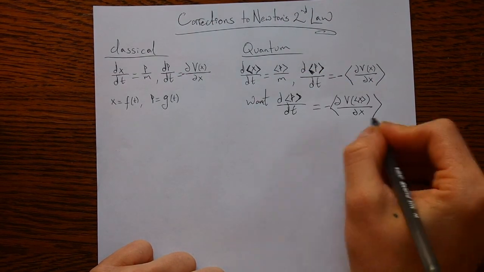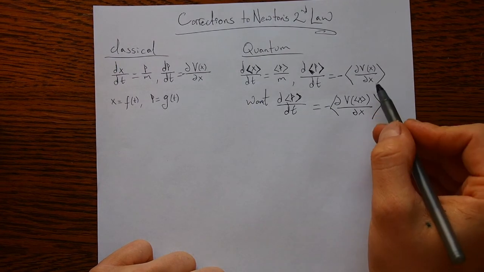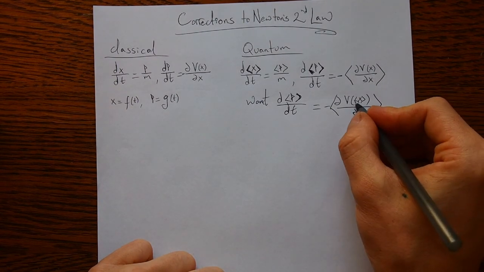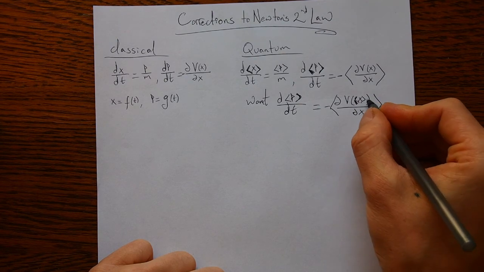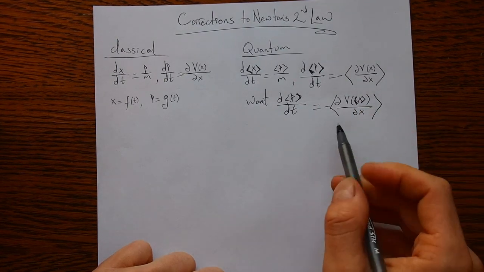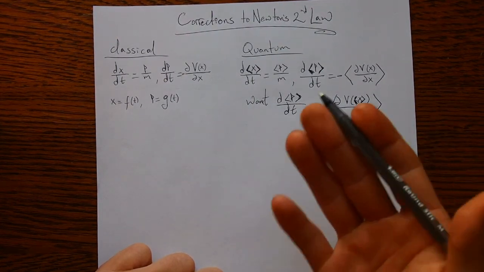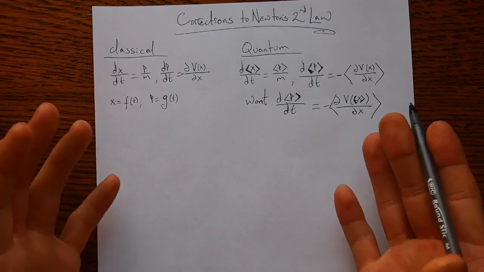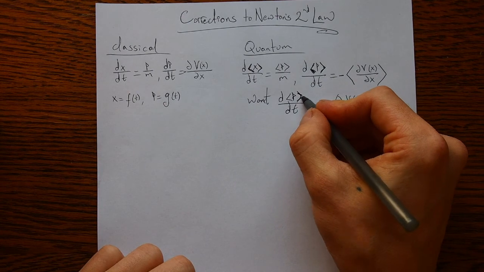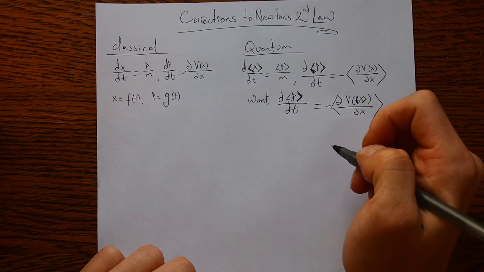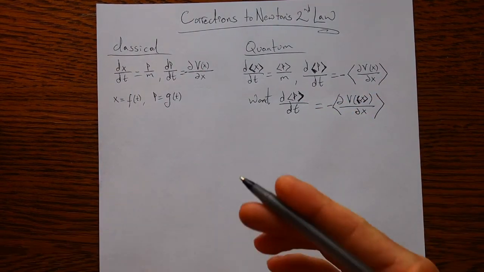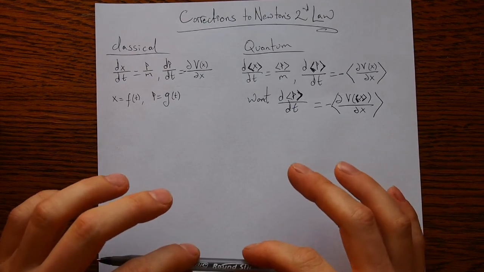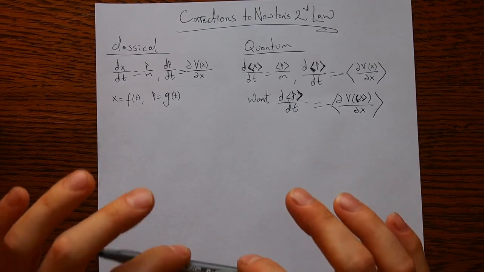What we want would be this, right? The only difference is that the potential energy would be a function of the expected value of position. Then we'd have a closed system of differential equations: two differential equations, two unknowns. Now, we're not screwed. There is something we can do to make that expected value of position show up. But some interesting things happen along the way, and that is what I want to talk about today in this video.